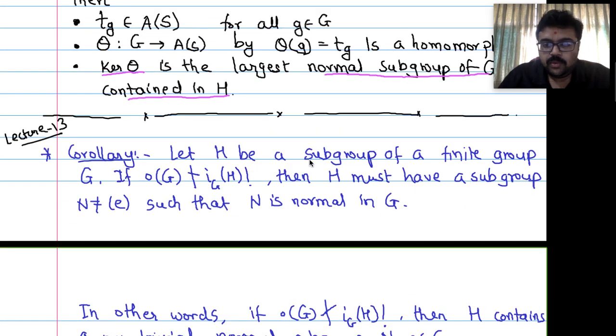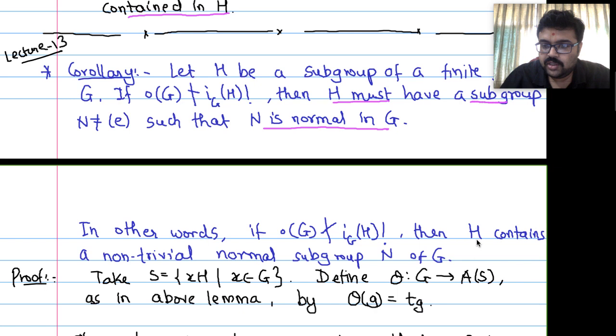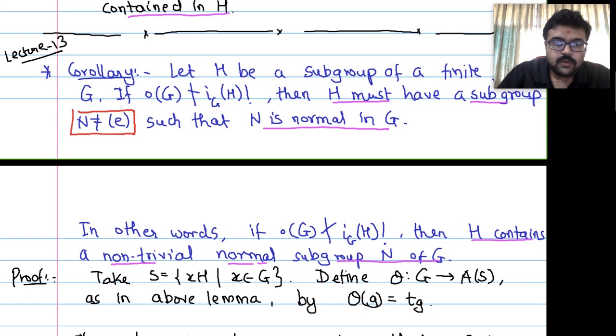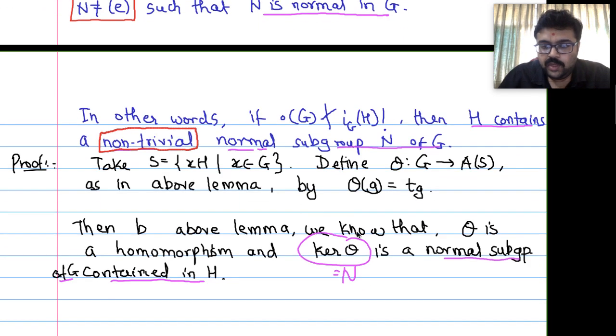H is a subgroup of a finite group G. Then H must contain a non-trivial normal subgroup N of G. So here also, the only thing remaining to prove is that N is non-trivial. So this is the trick. If we take the kernel of theta equal to N to be the normal subgroup contained in H, we are done. The only thing we have to show is that the kernel of theta is non-trivial.